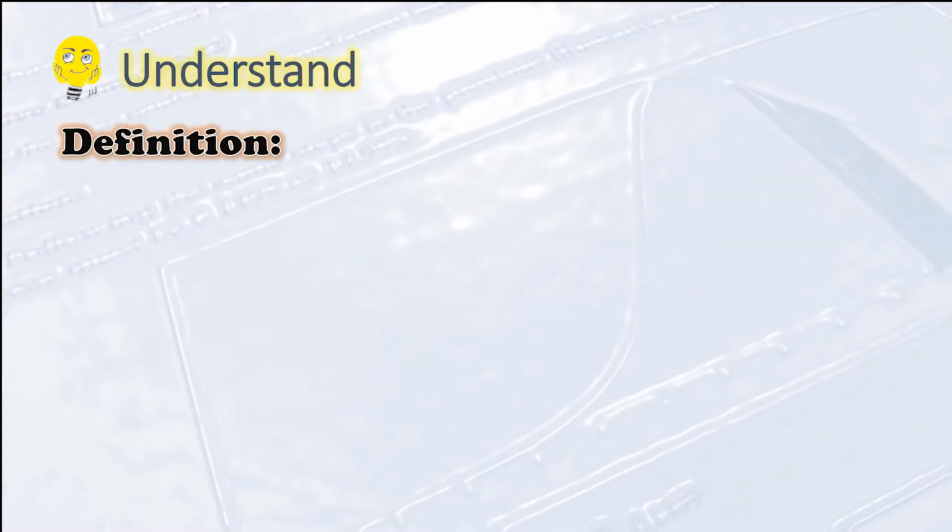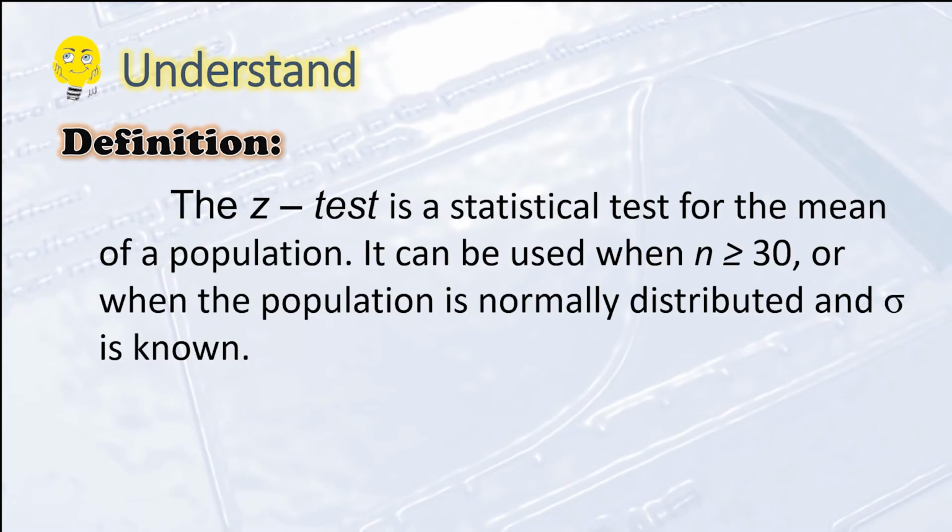This time, let us have some definitions. The z-test is a statistical test for the mean of a population. In this video lesson, we are concerned with z-test for a mean. The z-test can be used when the sample n is greater than or equal to 30 or when the population is normally distributed. Also, we use the z-test when the population standard deviation is known.